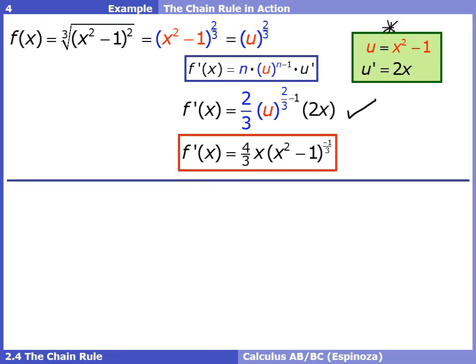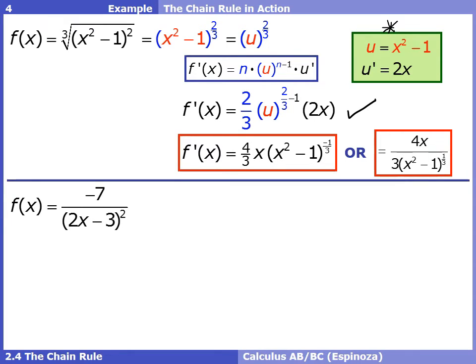Remember, we really don't want to leave that u in our final answer because we know u is equal to x squared minus 1. That's what we called u. So we're going to rewrite the u as x squared minus 1, and then 2/3 minus 1 as the power is negative 1/3. If need be, you could rewrite this answer with a positive exponent by moving it to the bottom of a fraction. That 3 in the bottom is from our 4/3.